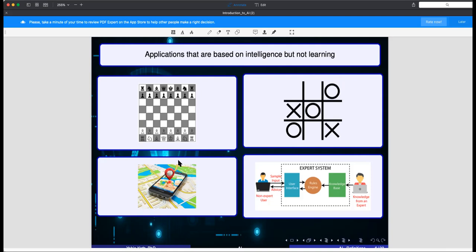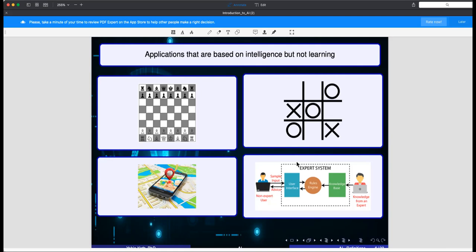The GPS, you can do it without learning. If you enter all the maps, all the routes that you have, then you can find the shortest path from point A to point B. How would you do that? Graph traversing, search trees. You can find them through search trees.